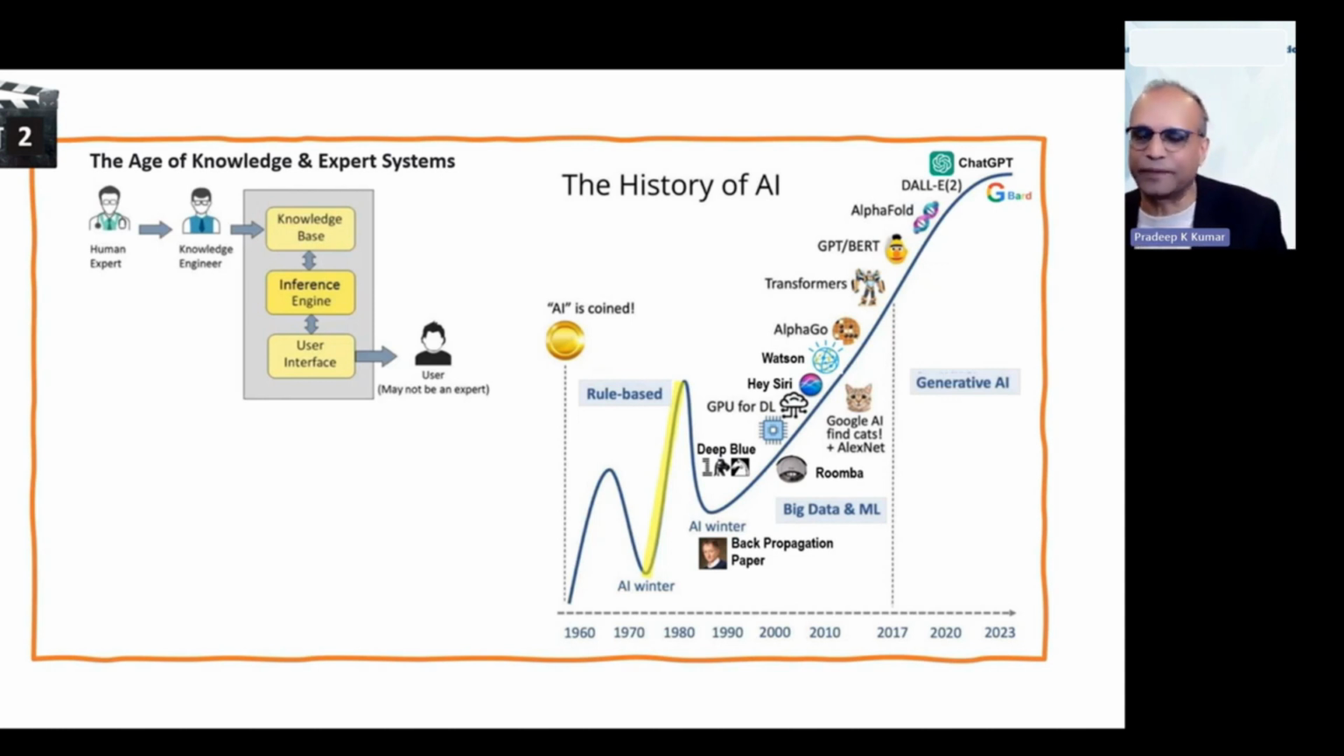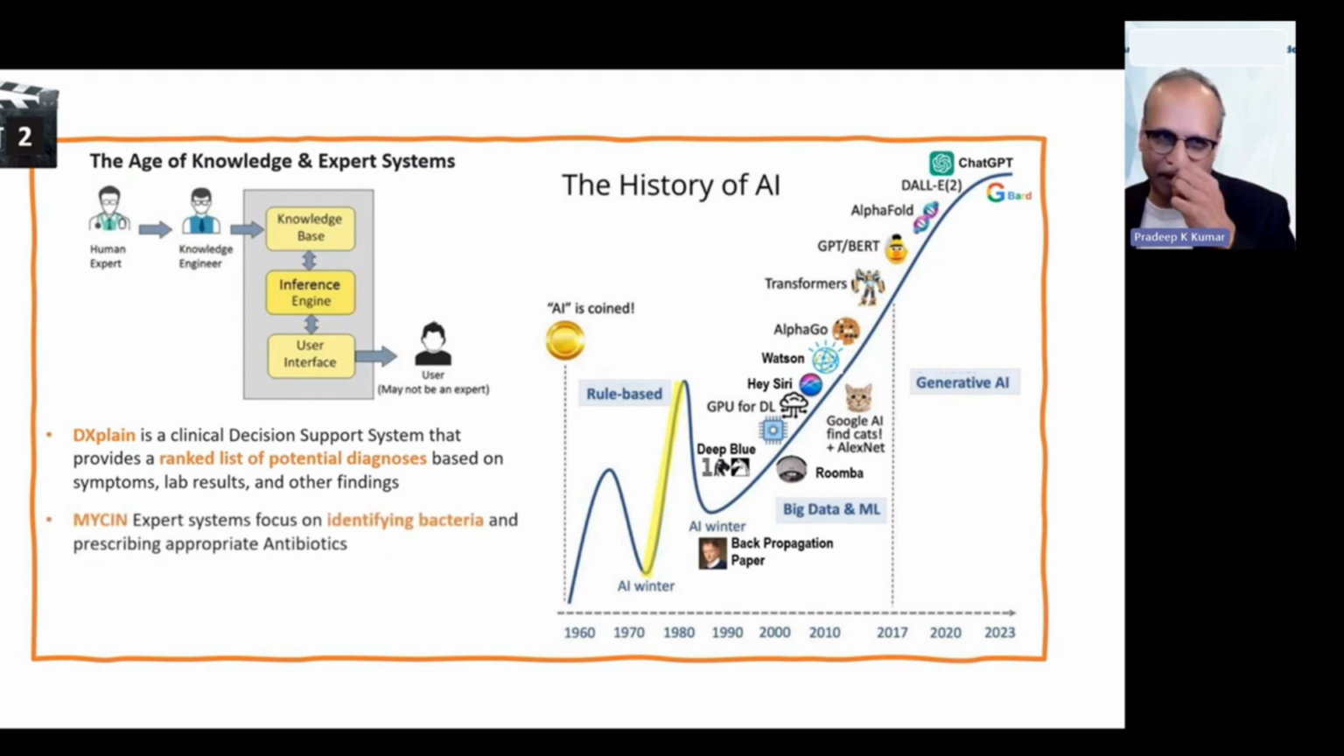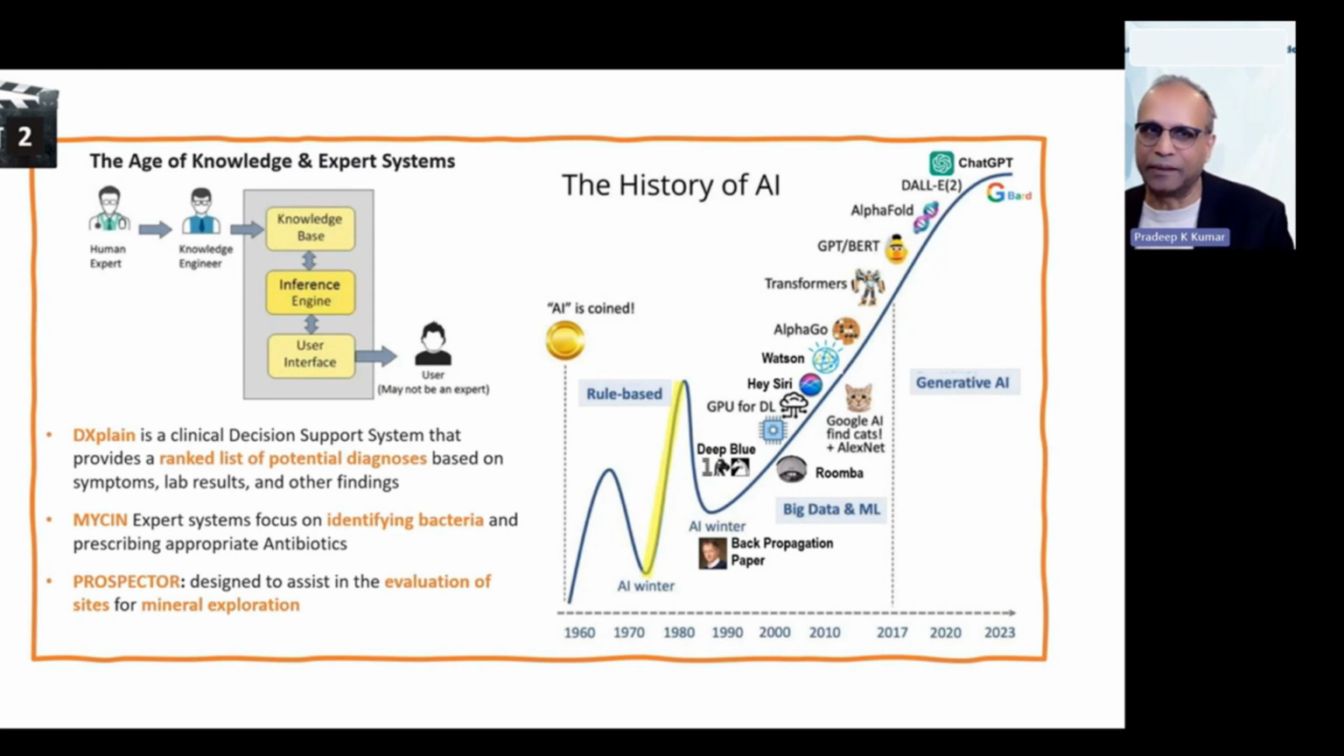The next phase, in Act 2, is the age of knowledge and expert systems, where you actually train the computer in a specific field. It's basically rule-based. You see this, it's that, right? Some of the very first implementations, like DXplain, is a clinical decision support system that can provide a ranked list of potential diagnoses based on symptoms, lab results, and other findings, right? Then we have Mycin, which is a system that identifies bacteria and prescribes appropriate antibiotics. And then, of course, we have Prospector, which is designed to assist evaluation of sites for mineral exploration. So we have a bunch of those knowledge-based systems in this particular era in Act 2.